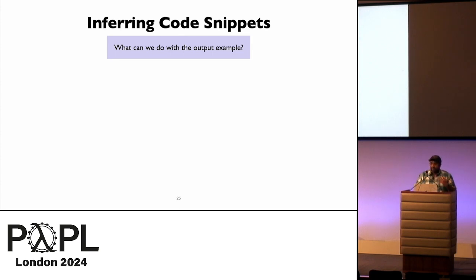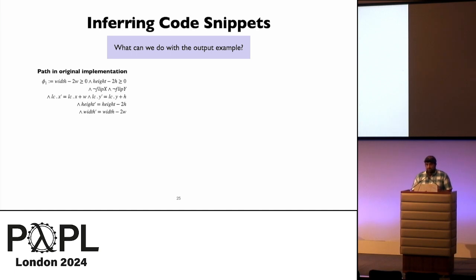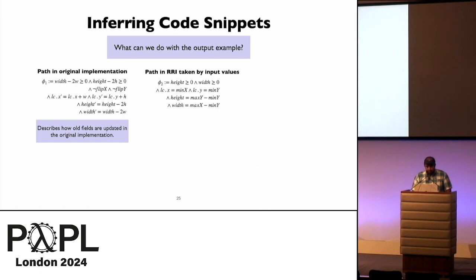Okay, now that we have this IO example, what can we do with it? We use this IO example to infer useful code snippets. We can execute the original implementation, and if we take the path that the execution goes on and encode it, we get the following formula, which describes how the old fields are updated in the original implementation. The prime variables describe the states at the end. We can also get the corresponding path satisfied before and after the call in the RRI. So the path taken by the input values describes how the old and new fields are related prior to the call.